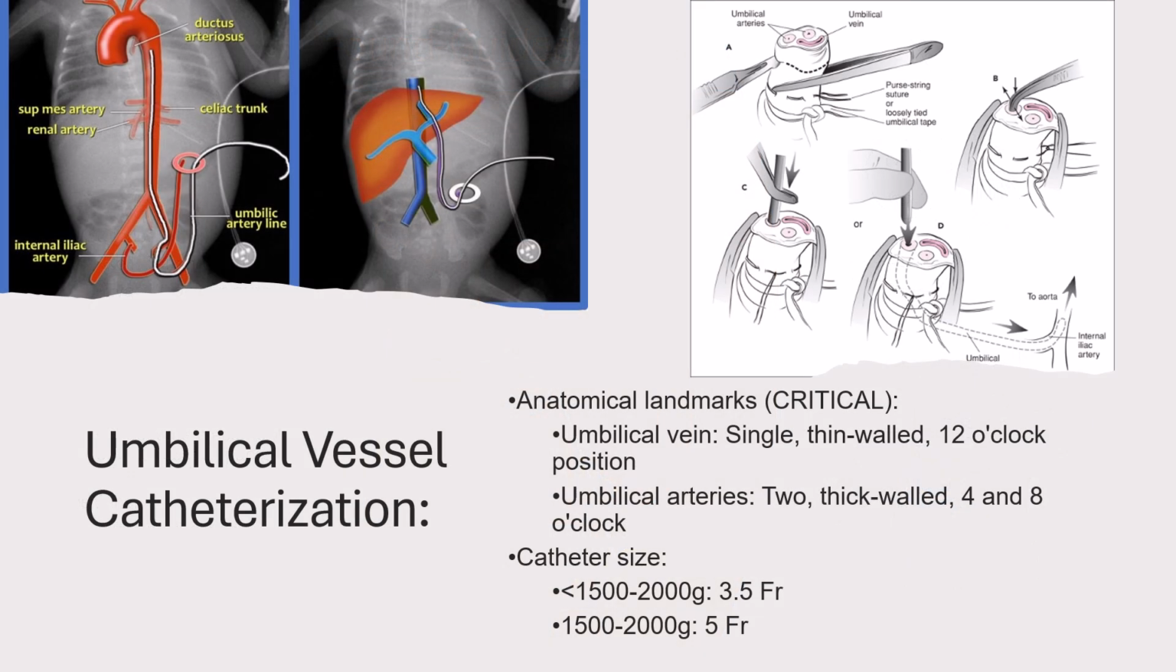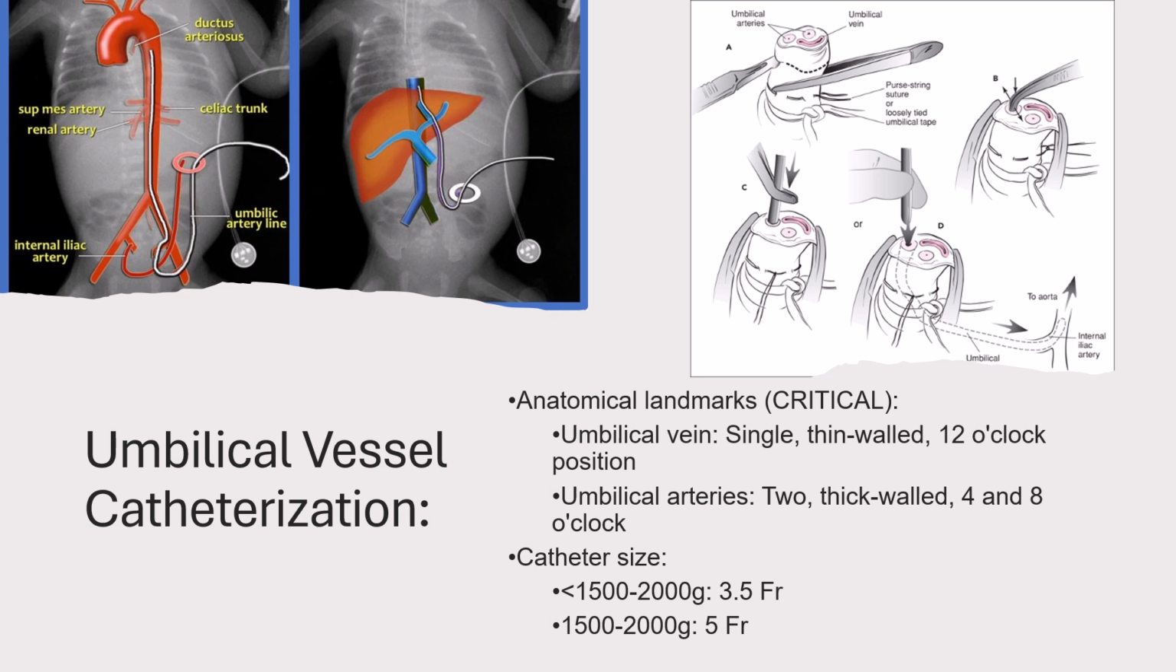Umbilical vessel catheterization requires knowledge of specific anatomical landmarks. The umbilical vein is a single, thin-walled vessel typically located at the 12 o'clock position in the umbilical cord. The two umbilical arteries are thick-walled vessels usually found at the 4 and 8 o'clock positions. Catheter size selection is based on infant weight. Use a 3.5 French catheter for infants under 1,500 to 2,000 grams and a 5 French catheter for larger infants.